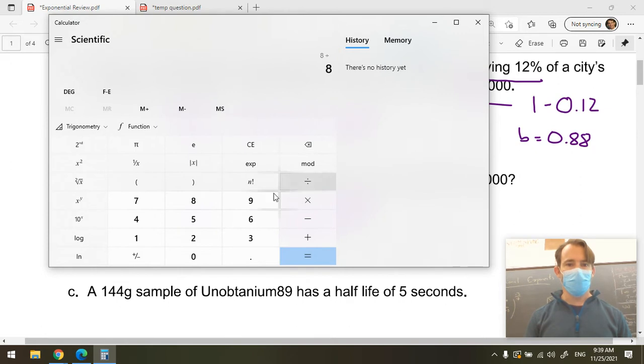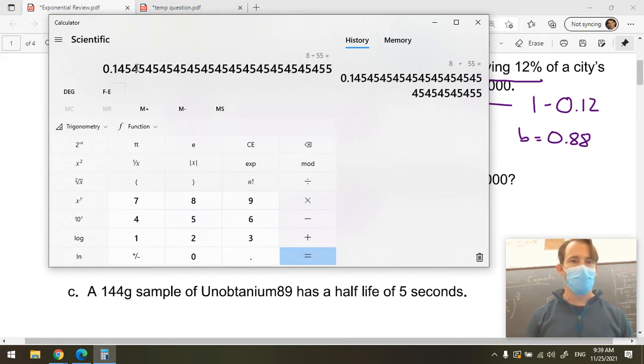8 divided by 55. Mr. Jennings, why didn't you do 8,000 divided by 55,000? Oh, come on, I can cancel that. Okay, so 14.5%. That's going to round up to 15% here. We can round to the nearest percent, sure.